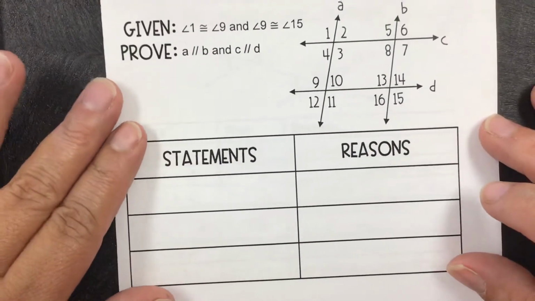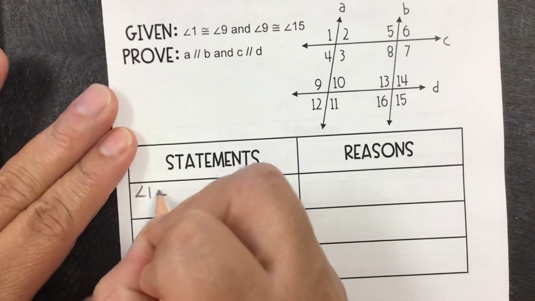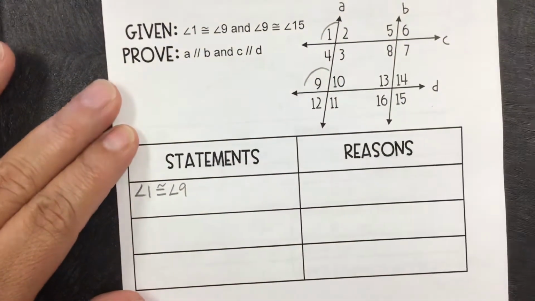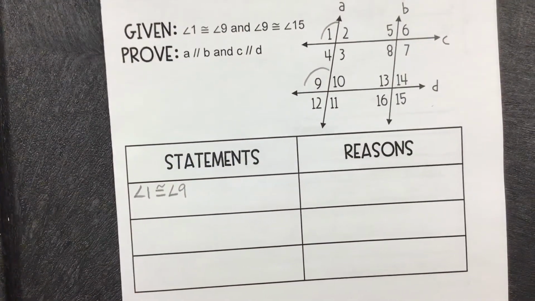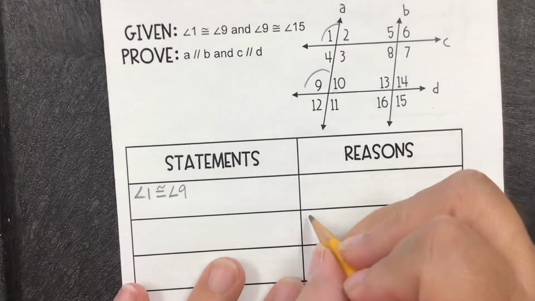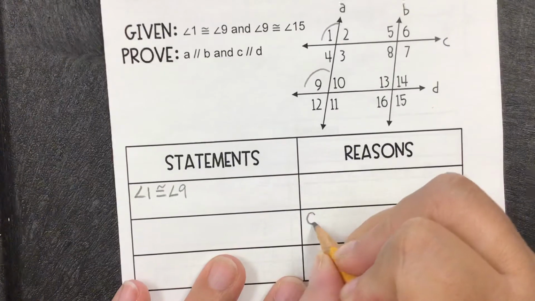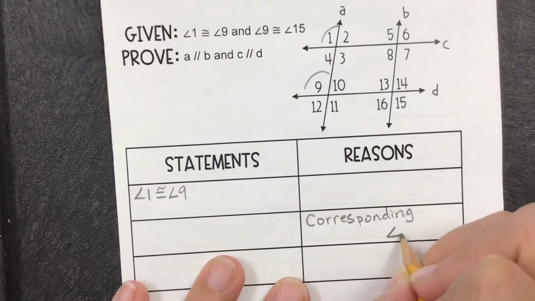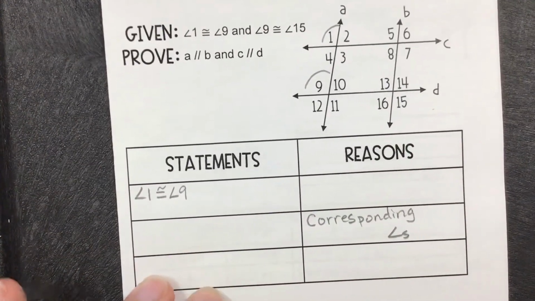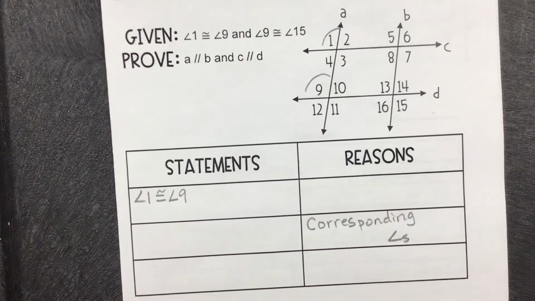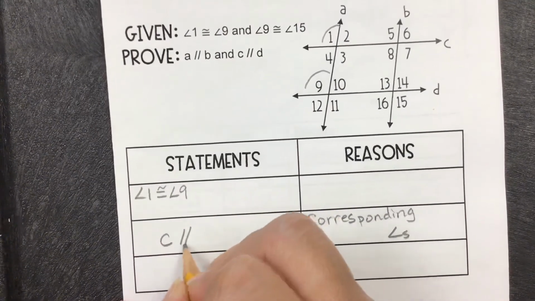And our last one. We have that angle 1 is congruent to angle 9. Angle 1 is congruent to angle 9. What kind of angles are those? The consecutive exterior. They're corresponding. And because they're corresponding, that bit of information is enough to tell us that line c is parallel to line d.